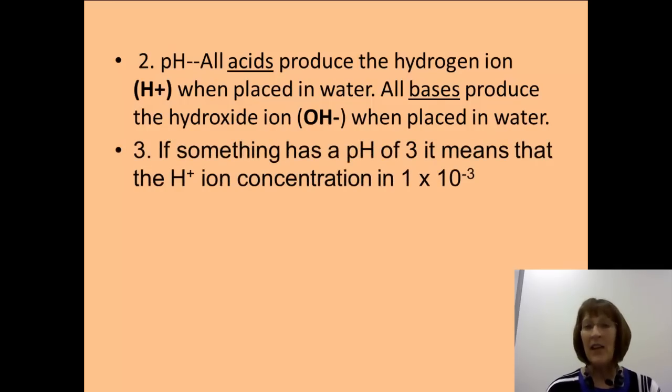If something has a pH of 3, it means that the H plus ion concentration is 1 times 10 to the negative 3. So you see that little 3 superscript? That's where they got the pH. If you take the negative log, hit on your calculator, negative log 1 EE negative 3, then it's going to give you the answer of 3, which, why would you do all that when you can just say, oh, look, it's 3?